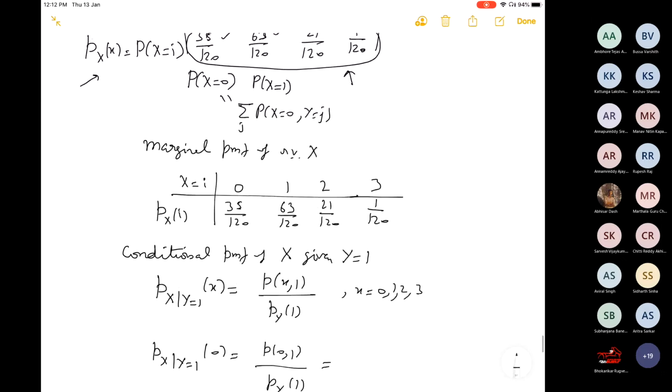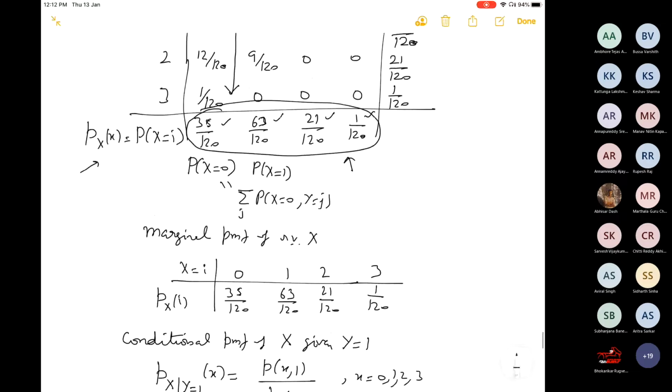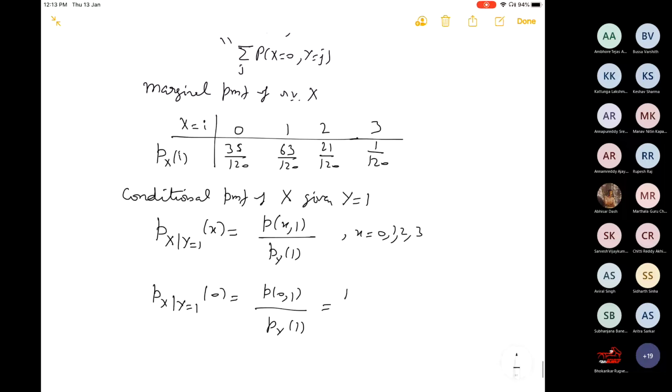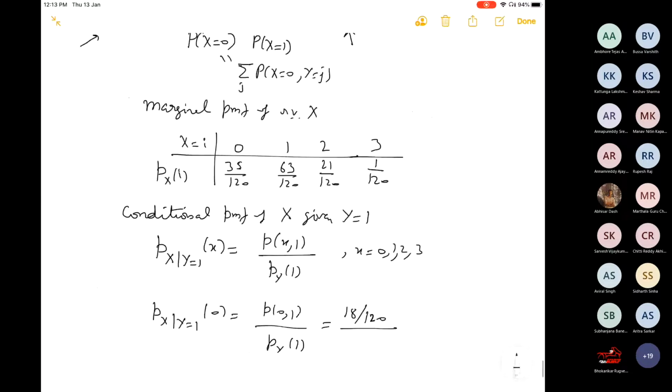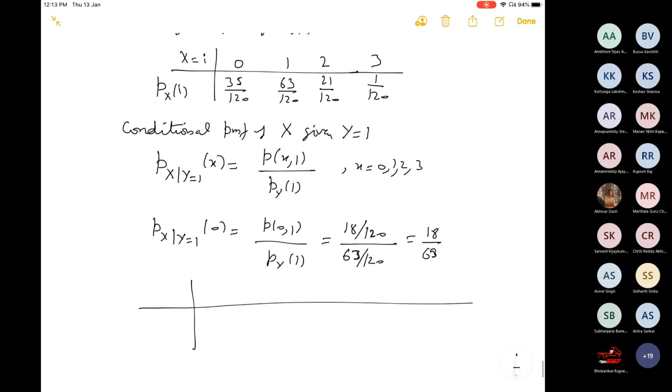So p(0,1), where x is 0 and y is 1, is 18 by 120. So 18 by 120 upon p_Y(1), that means the marginal corresponding to y at point 1, which is 63 by 120. Therefore this is 18 by 63. In this fashion, you can find out all the values corresponding to x.